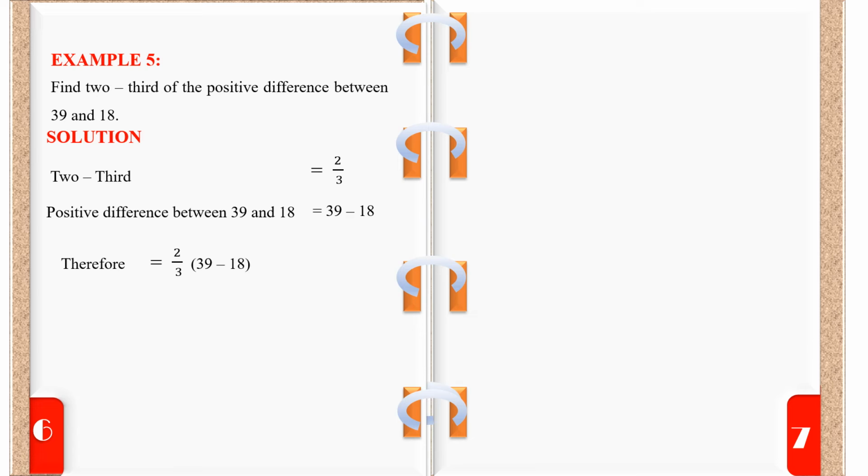So that's to find two thirds of the difference. So you have 2/3 of 21, since when you take away 18 from 39, you get 21. So 2 times 21 over 3 is 42 over 3. And when you divide 42 by 3, you have 14.